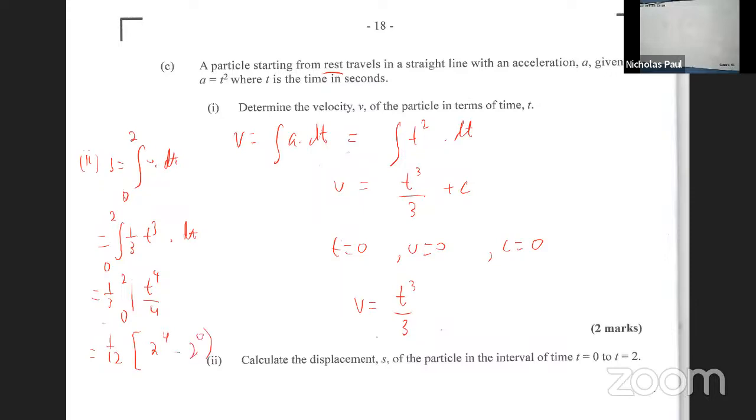So you'll get 2 to the 4, that's 16. So you'll get 16 on 12, which is 4 over 3 meters. Correct? And you're good to go. All right, so that's it for your applications of differentiation and integration. So we're done with that.